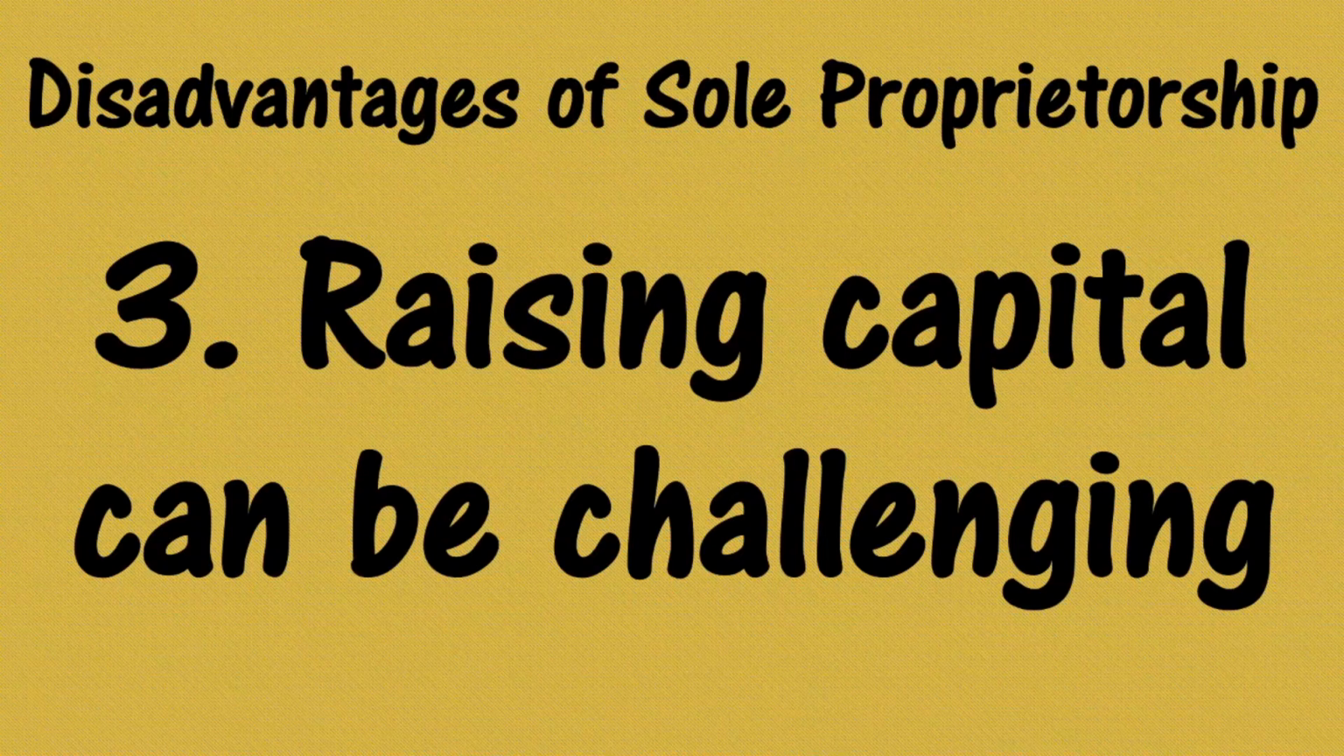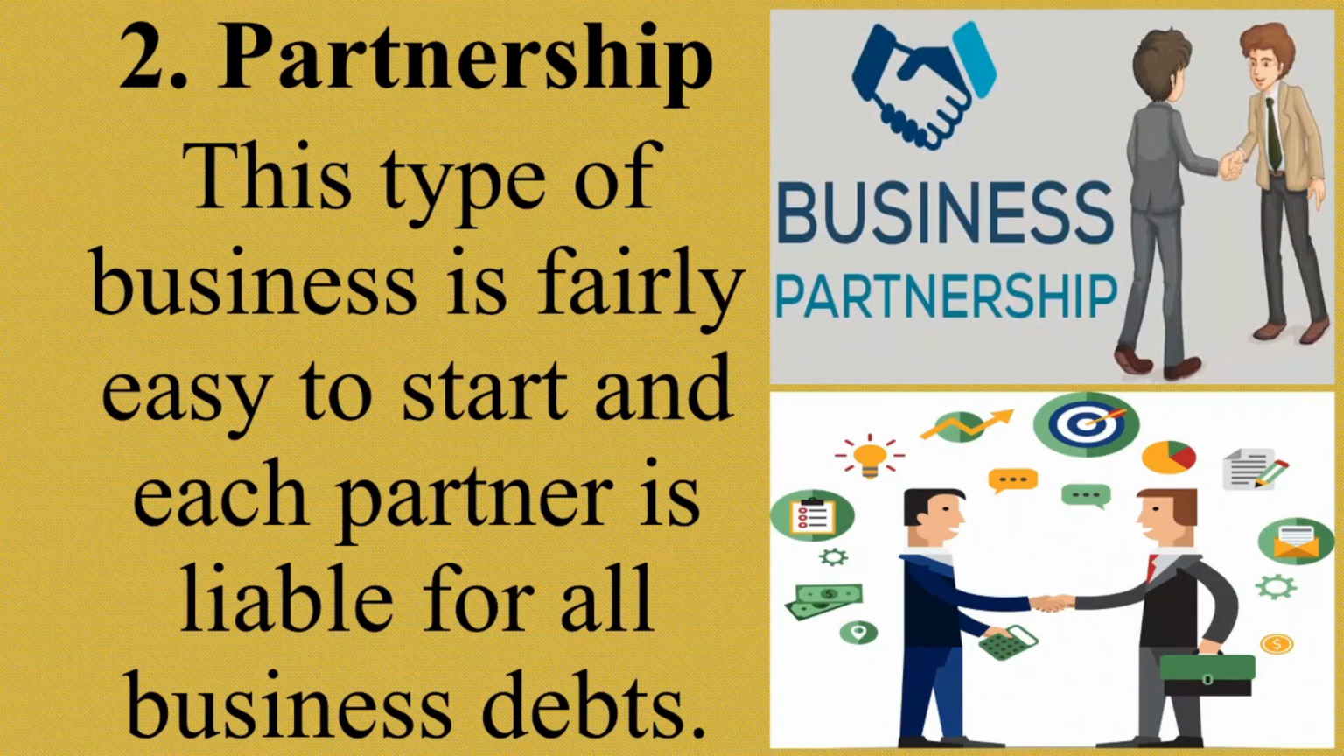Alright? Next. Partnership. This type of business is fairly easy to start and each partner is liable for all business debts. As I said a while back, a partnership business, guys, is an arrangement between two or more people to oversee business operations and share its profits and liabilities, and combine their resources to form a business and agree to share risks, profits, and losses, as well as the responsibility for managing the company and the income or losses the business generates. Now, here are some advantages and disadvantages of partnership, guys, when it comes to business.